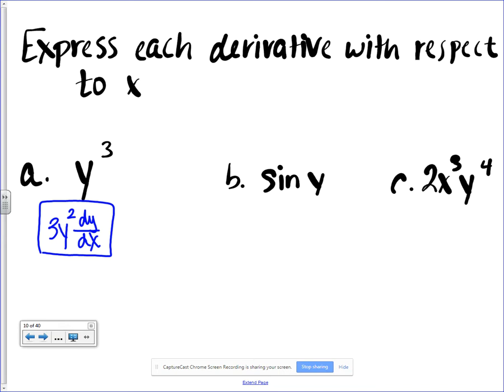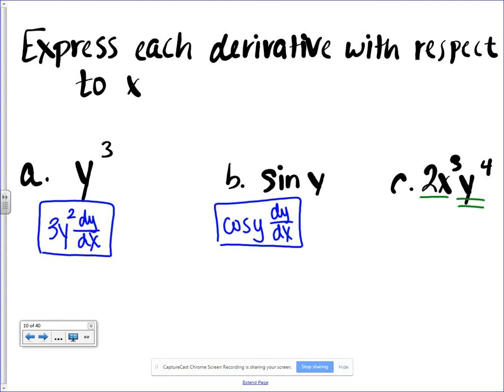The derivative of sine y is cosine y, but that is not derived with respect to the correct variable. So we're going to put our dy dx on the end of it. Next one gets a little bit more complicated because this is a product rule. Okay, there's my 2 pieces.